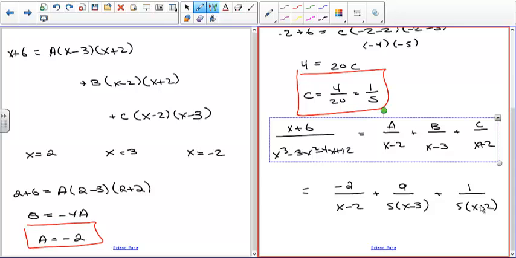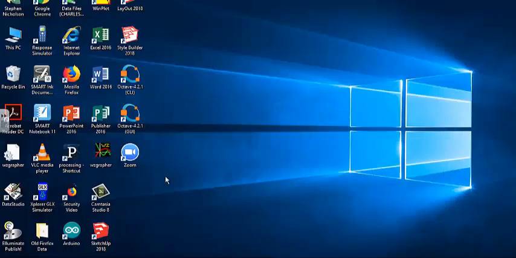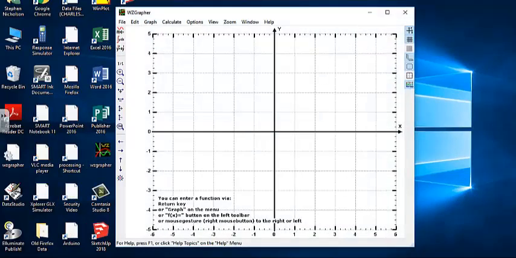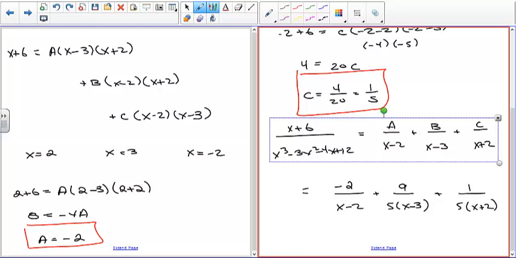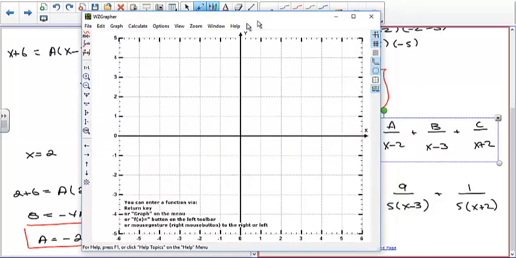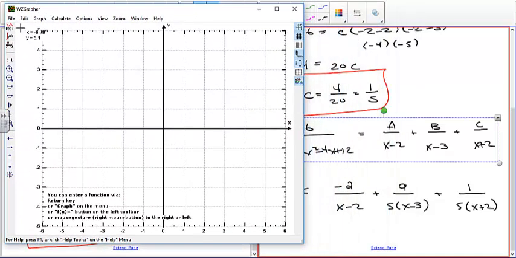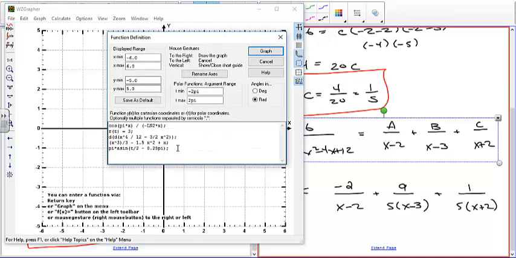Again, one way you could check this out. Since I could have made many mistakes here, I could plot my original rational function, which is this one. So let's do that. And then we'll plot the second one, which is the modified one. We'll see if they match up. So cross your fingers here. Let's see if I got this right.